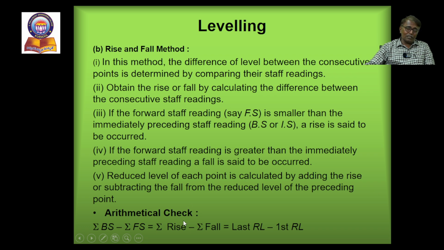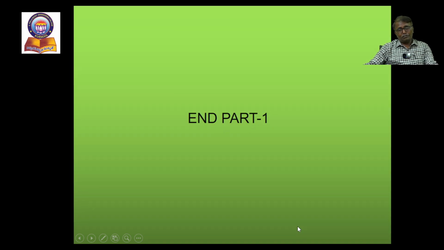There are 3 arithmetical checks: sigma BS minus sigma FS equals sigma rise minus sigma fall equals last RL minus first RL. These arithmetical checks are only for the calculation, not for the observation. If something is wrong in the observations, it cannot be solved here. Only the arithmetical check is performed here. That is the end.